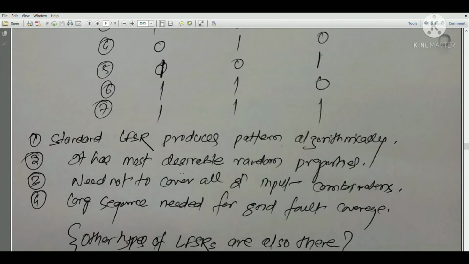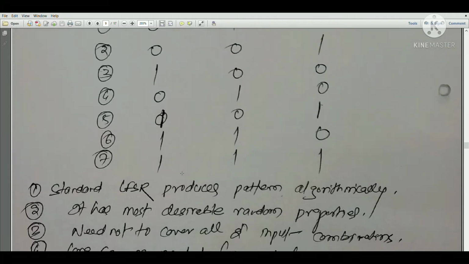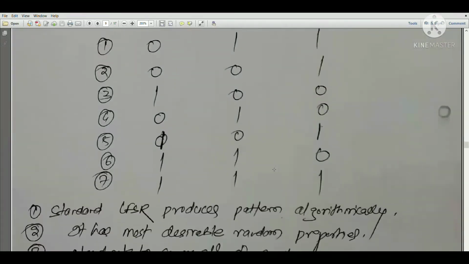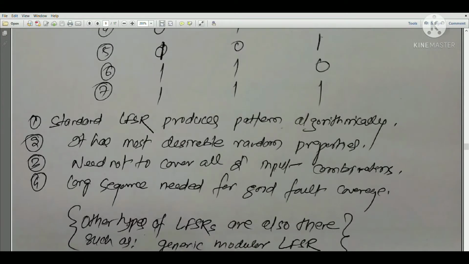Standard LFSR produces patterns algorithmically. Why are we saying this? Because there is a certain pattern by which the inputs are shifted, and we are using the XOR gate also. So we are using the shifting property with the XOR gate. So we are generating the test patterns algorithmically.